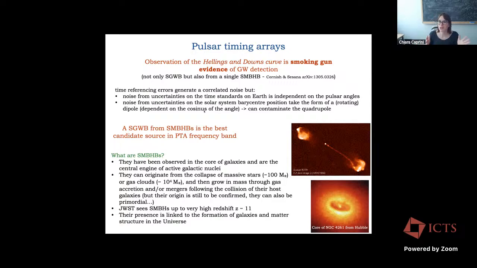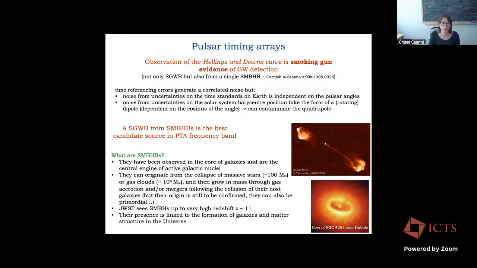But because we have many pieces of evidence that supermassive black holes are there at the center of galaxies, it is reasonable to assume that what pulsar timing arrays have detected is the background from these sources. So, what are these supermassive black hole binaries?